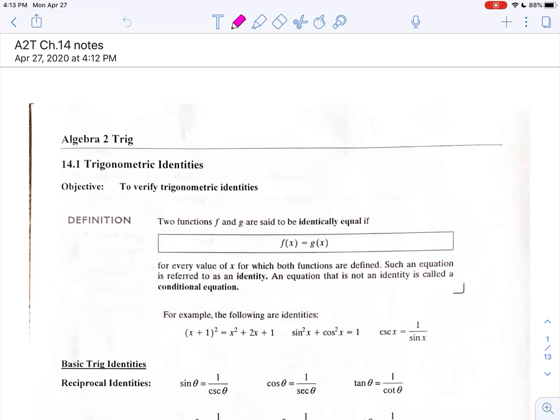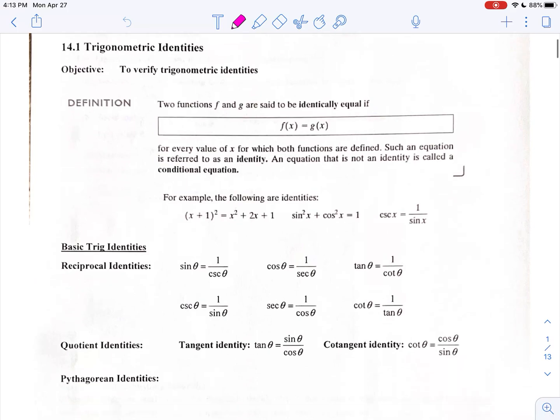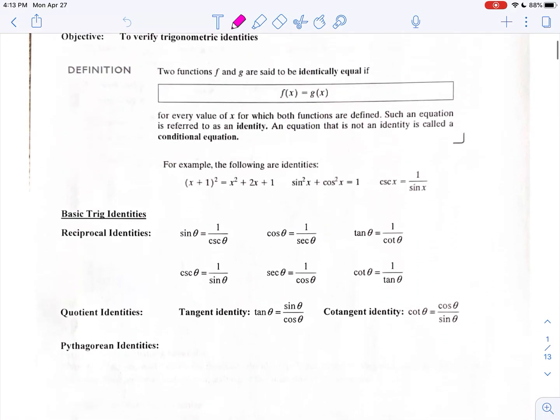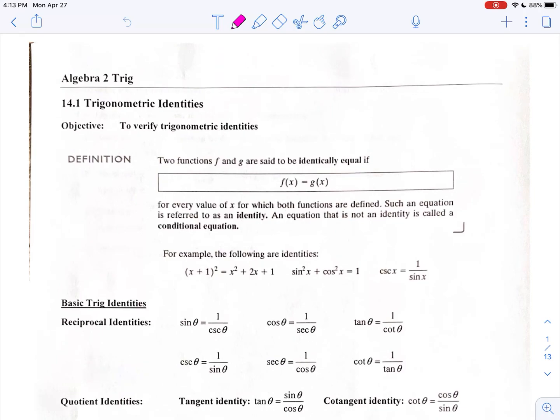We are now in chapter 14, and on the first page of our chapter 14 packet, we're going to talk today about verifying trig identities. A trig identity is something that is true. So if one side is exactly identical in value to the other side, we call it an identity.